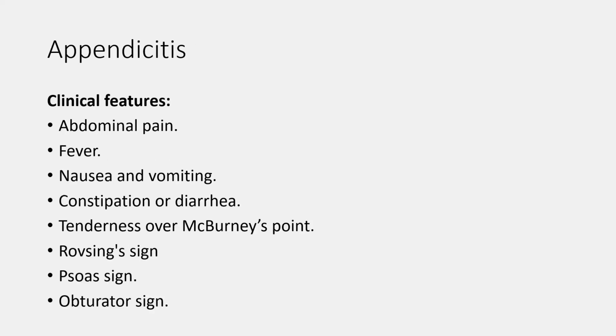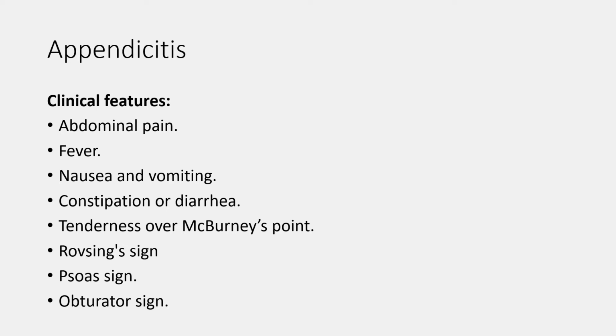Now, let's talk about some of the causes of bowel obstruction in some detail. And let's start with appendicitis. Appendicitis may be difficult to diagnose. So, you should know the clinical features of it as well as Alvarado score. We will talk about both of them.